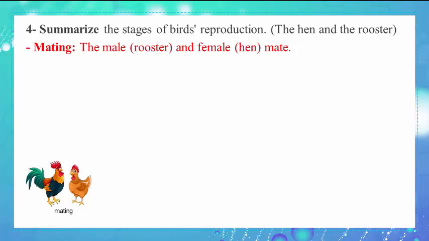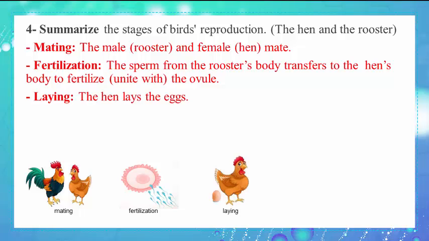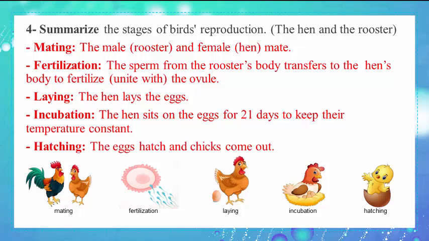The first step is mating. The male rooster and female hen mate. The second step is fertilization. The sperm from the rooster's body transfers to the hen's body to fertilize the ovule. Step 3 is laying. The hen lays the eggs. Step 4, incubation. The hen sits on the eggs for 21 days to keep their temperature constant. And finally, hatching. The eggs hatch and the chicks come out.